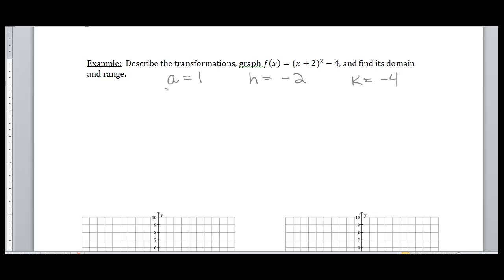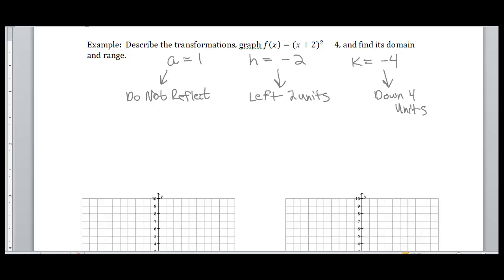So when a is equal to 1, that means it's greater than 0, which means we do not reflect. Now, h equals −2. Remember, h tells you the horizontal shift, so that means you're going to shift to the left 2 units. And k is negative, so you're going to go down 4 units. And so if I do that to my function f(x) = x², I'll be able to graph f(x) = (x + 2)² − 4.